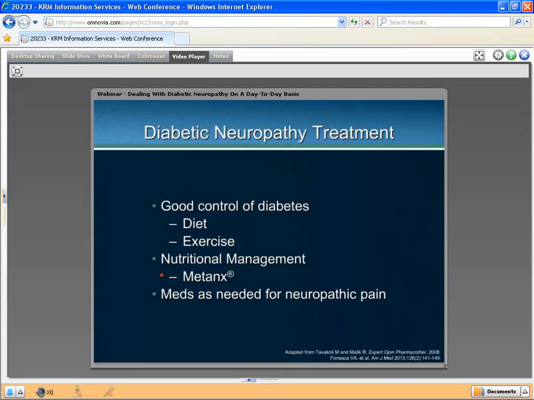And what we're doing here with the nutritional management is the Medinex. The Medinex, again, is L-methylfolate. Now, this is a medical food. What that means is that this has something that the FDA calls GRAS, G-R-A-S. What that stands for is generally regarded as safe. What we're meaning is that the Medinex is very, very safe.